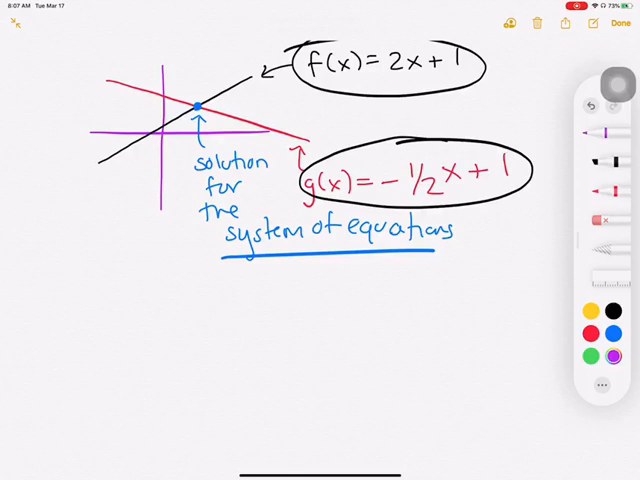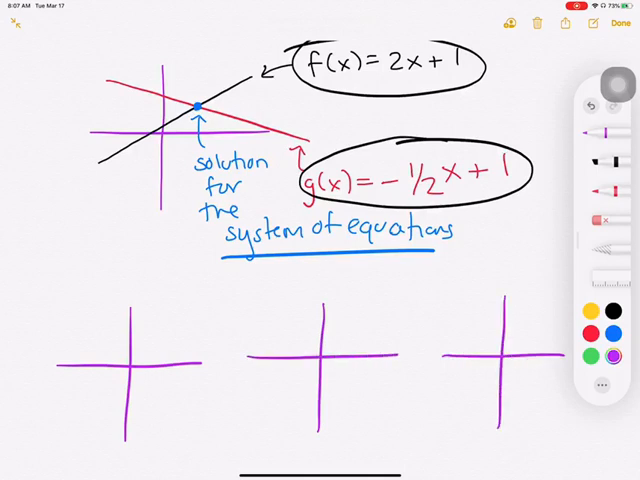Now, there are some other situations that we might encounter, right? We have our Cartesian coordinates. There are three situations that we might encounter. The first one is the one that I just showed you, where these two graphs can collide or meet at the same point. So we say that this is one solution, one solution for the system of equations.